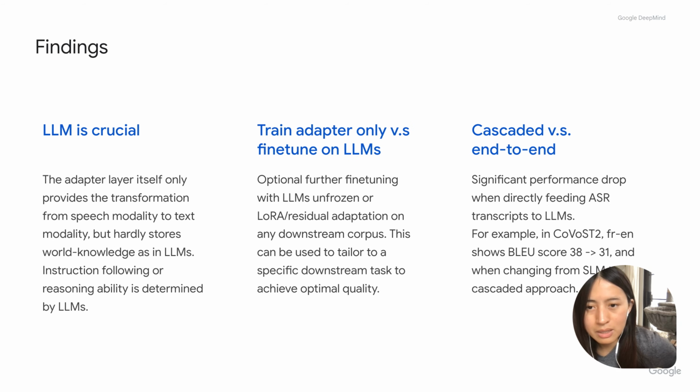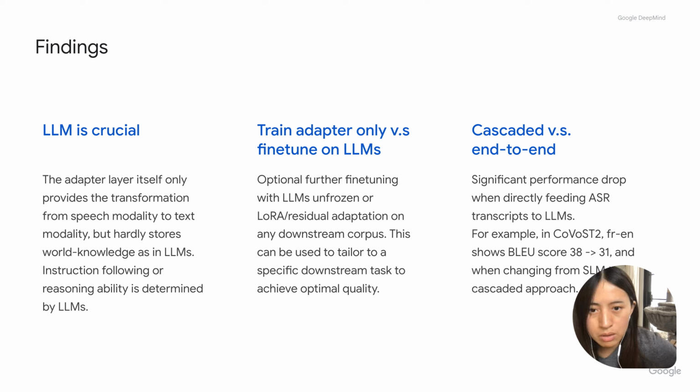For the LLM, as in the failure cases in the NQ dataset, the adaptation layer itself only provides the transformation from the speech modality to text modality, but hardly stores the world knowledge as in the LLM itself, while instruction following or reasoning ability is determined by the LLM. So in order to get the optimal instruction following ability, LLM quality is really important.